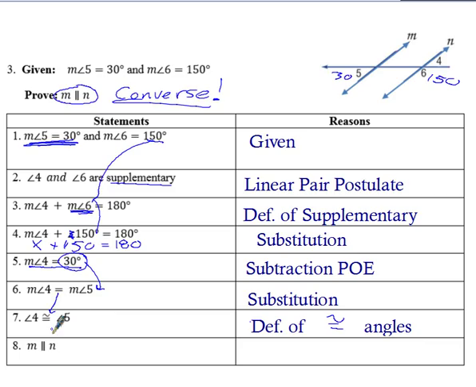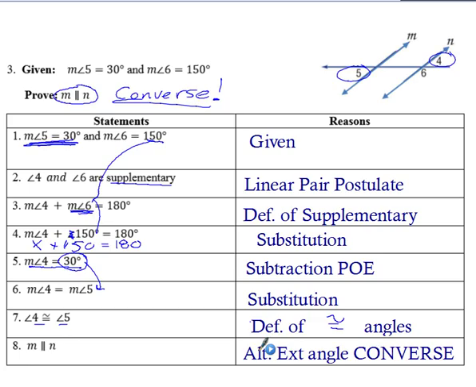And then the last step, we're saying, okay, the lines are parallel. So why are the lines parallel? Well, let's take a look at this relationship. 4 is congruent to 5. If we go up and look at our figure here, what's the relationship between 4 and 5? 4 and 5 are alternate exterior angles. So my reason is going to be the alternate exterior angle converse.